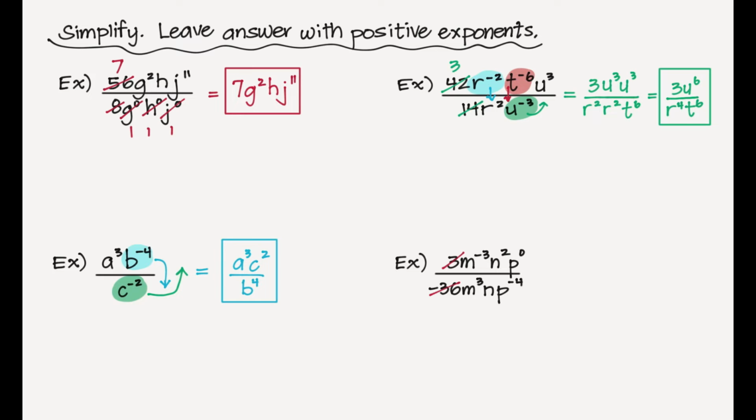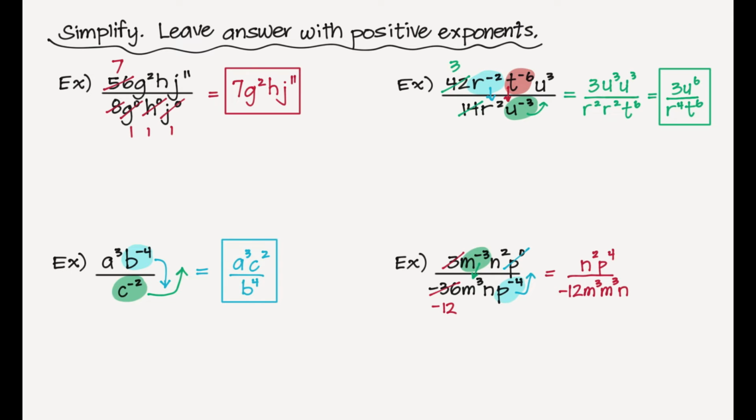All right, and now moving on to our final example here, we can simplify the 3 and the negative 36 to just leave us with negative 12 on the bottom. The m to the negative 3 exponent is going to move to the bottom. That p to the 0 power will cancel out, and then the p to the negative 4 exponent we will move to the top. So rewriting this, I still have n squared on the top, and I'm moving that p to the 4th power to the top. And underneath, I have negative 12 m cubed. I move an m cubed to the bottom, and I still have an n on the bottom as well.